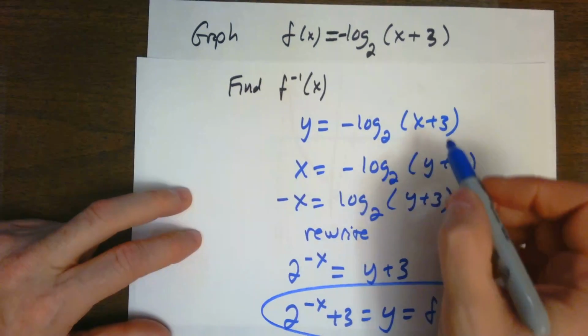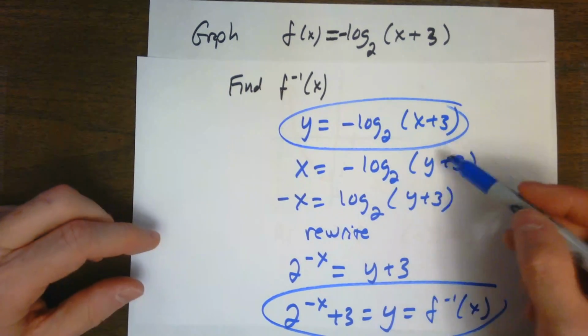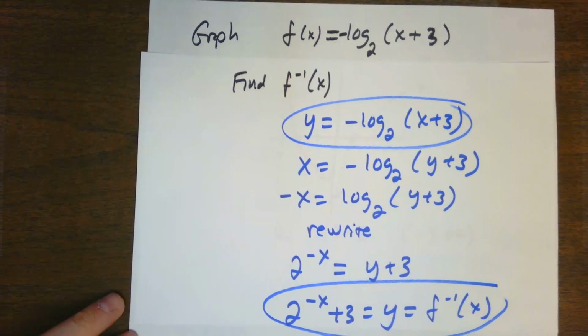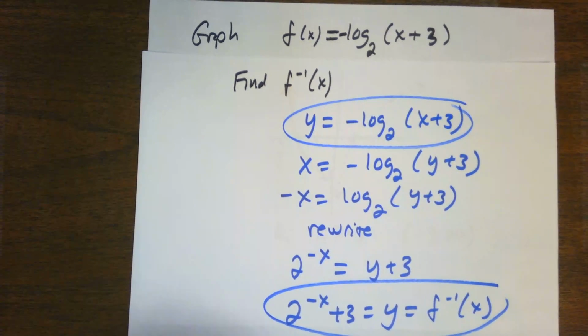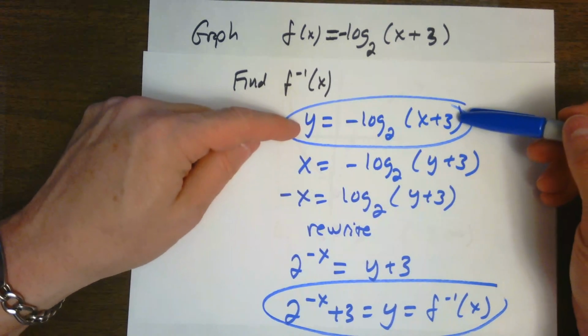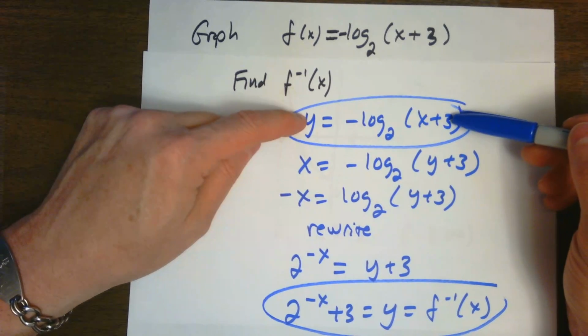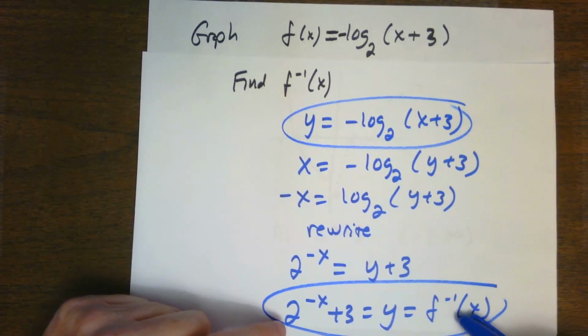There's the inverse. Here was the original function. Switch the x's and y's and solve. There is its inverse. Here was the original function, and there, switch the x's and y's, there is its inverse. And of course we could talk about the domain and range of the inverse. The domain and range of the inverse is the range and the domain of the function. The domain here was everything greater than -3. That would be the range here.